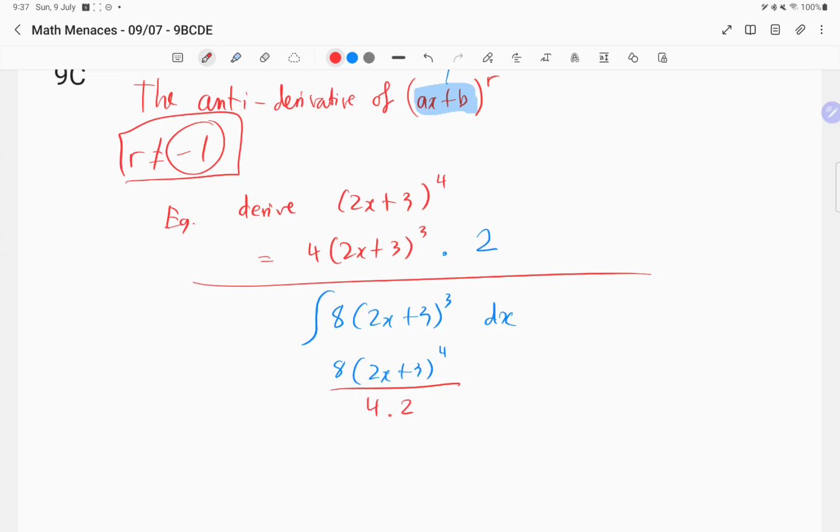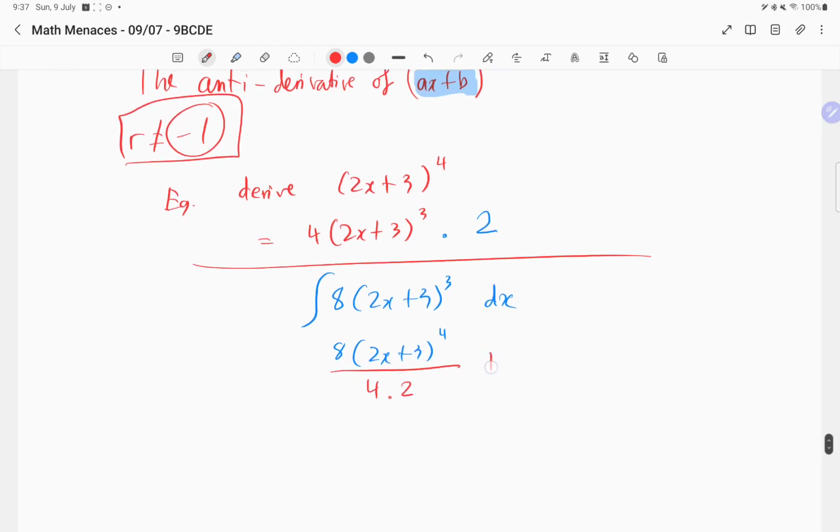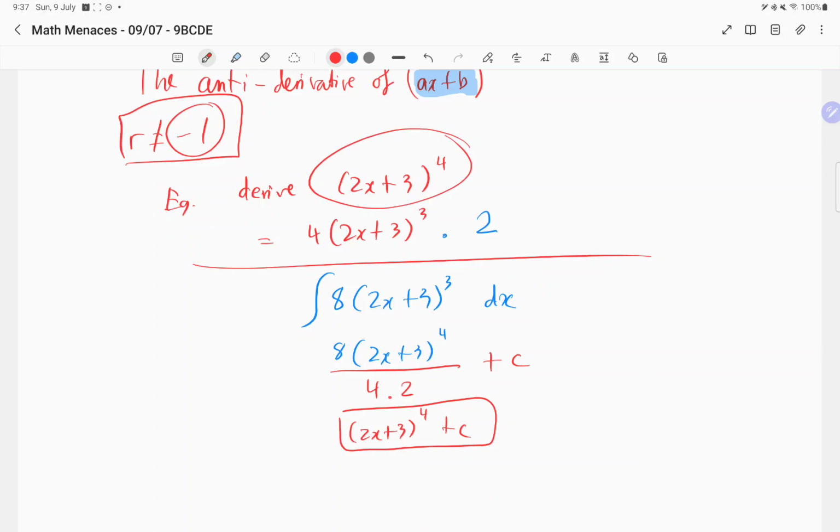Yeah, so you times the 2 into the bottom, and then what does that give us? So plus c. So what does that give us? 4 times 2 is 8. It will cancel with the 8 on top. So then that turns into just 2x plus 3 to the power 4, and then plus a constant, which is like the original here. Alright, so that was a bit of a jump. But does it make sense?